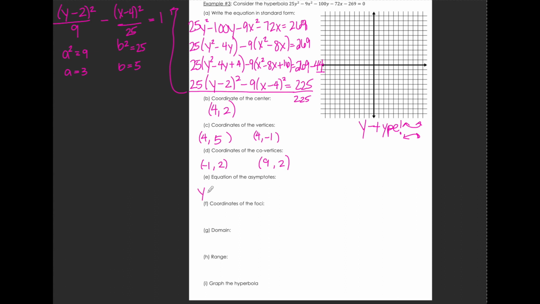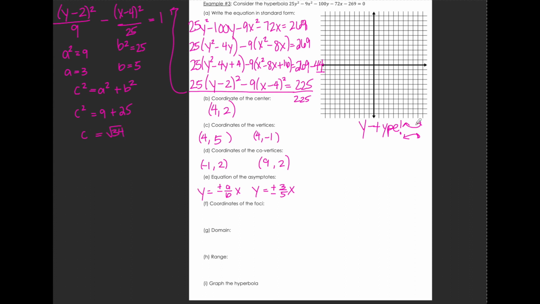The equation of the asymptotes. So the equation of the asymptotes are plus or minus a over b times x for a y type. So in this case, I have plus or minus 3 over 5 x. The coordinates of the foci are c units above and below the center, since this is a y type. So I need to figure out what c is. I know that c squared is equal to a squared plus b squared. So that means c squared is 9 plus 25. So c is going to be equal to the square root of 34.